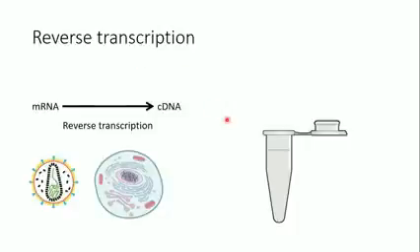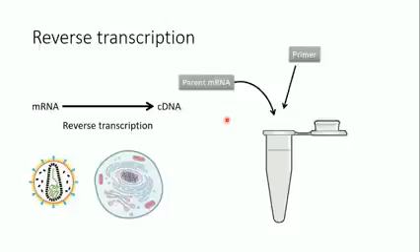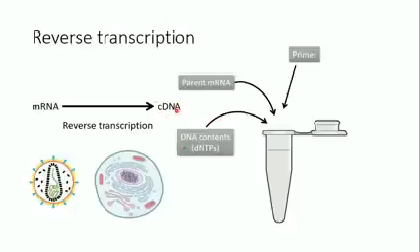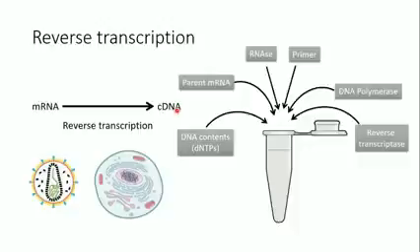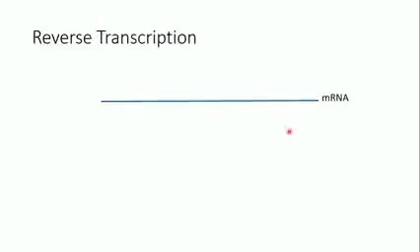So in order to perform reverse transcription, we need the parent messenger RNA. We need also the primer. We need the DNA contents to produce DNA. We need a very specific enzyme called the reverse transcriptase, which is used for reverse transcription. We need also RNases, and we need DNA polymerase. Now, how is reverse transcription done? It's like this. So we have messenger RNA or an RNA sample.